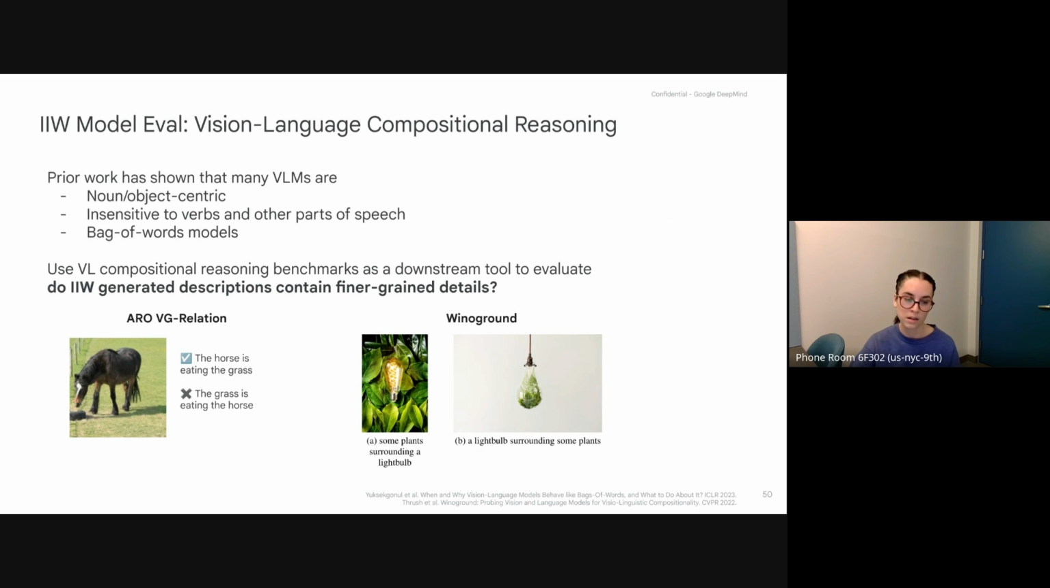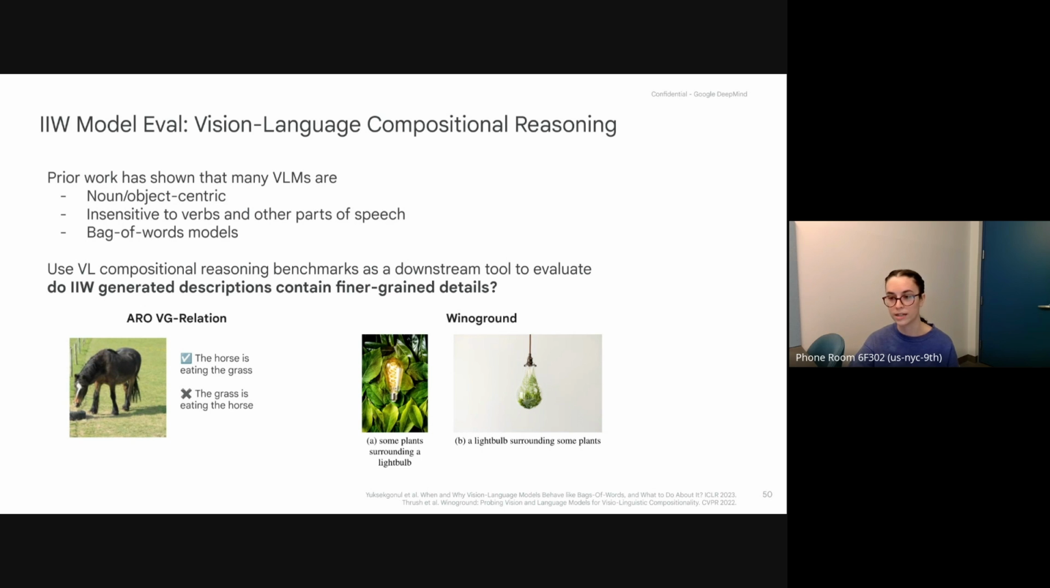Two of the data sets in our experiments are illustrated here. So on the left, we have the ARROW data set with a visual genome relation example shown. So for this image of the horse, there's always going to be a positive and a negative text pair. So the positive is the horse is eating the grass, and the negative is the grass is eating the horse, right? So these object relations have been swapped to create that negative pair.